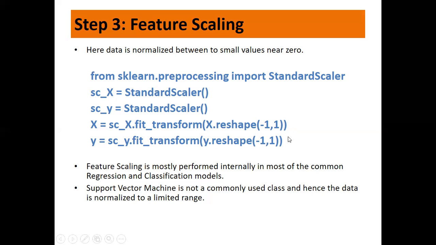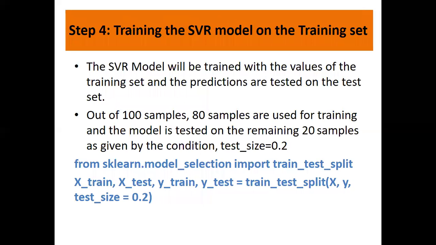Now feature scaling is mostly performed internally in most of the common regression and classification models. Support vector machine is not a commonly used class and hence the data is normalized to the limited range. So we already know support vector machine works only for the limited data, and data needs to be in a particular form. Okay. Now, what is the next step?